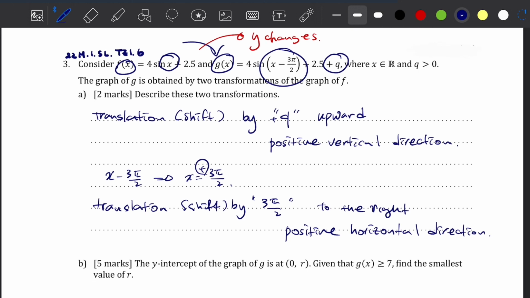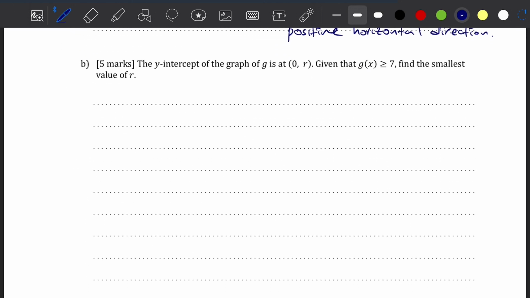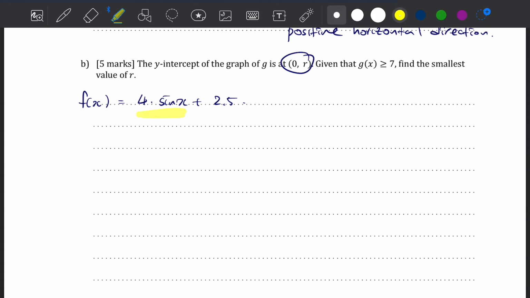Okay. The next question: the y-intercept of the graph of g is at 0, r, and given that the g of x value is greater than or equal to 7, we need to find the smallest value of the r, right? So we know that f of x is equal to 4 times sine x plus 2.5. So we know that this is for sure.